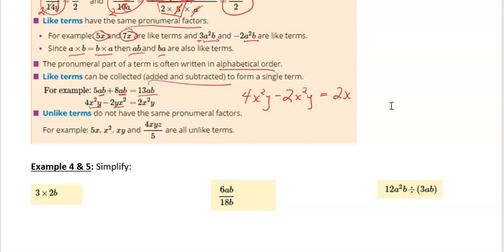That's going to give us our answer. So we're keeping that critter together, and we're just doing the operations with the coefficients. Unlike terms do not have the same pronumeral factors, so these terms are not alike. So these are all unlike terms.